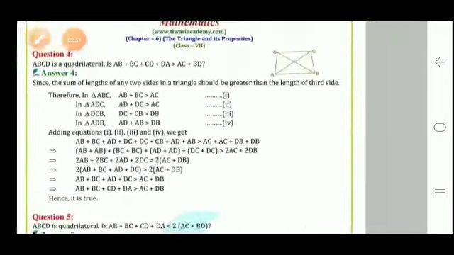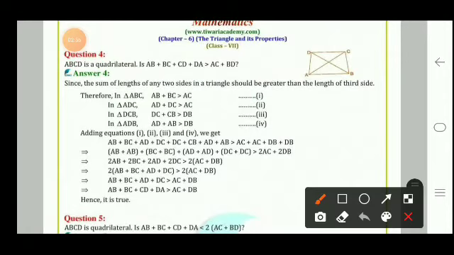In question number 4, in quadrilateral ABCD, we have to show that AB plus BC plus CD plus AD is greater than AC plus BD, meaning the sum of all four sides is greater than the sum of its diagonals. So again we first consider triangle ABC. In triangle ABC we have AB plus BC greater than AC, because the sum of two sides of a triangle is greater than the third side.